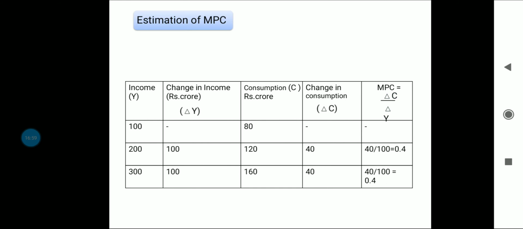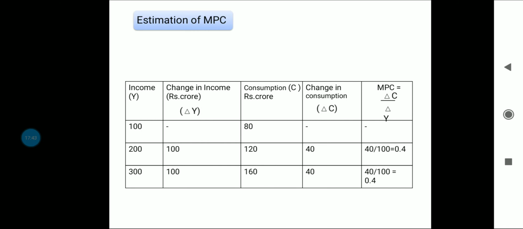Now we can understand how we estimate MPC with the given schedule. When income is 100, the consumption is 80. When income becomes 200, the consumption becomes 120. And when income becomes 300, the consumption in the third column becomes 160. So here change in Y is 100, 100. And what is change in C? It is constant as far as our assumption is concerned. So it is 40, 40.